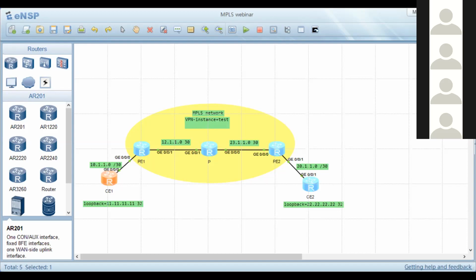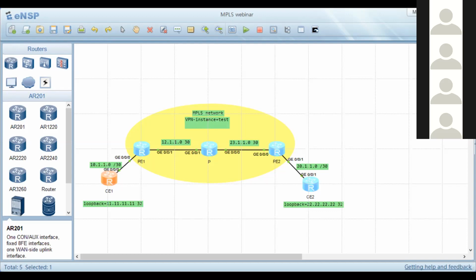Okay. I recommend using eBGP rather than OSPF, but most of the time eBGP is used when MPLS is configured in the enterprise network. So I recommend eBGP.